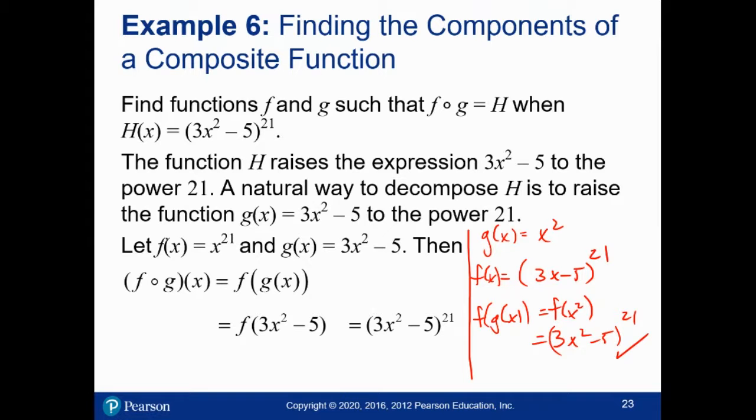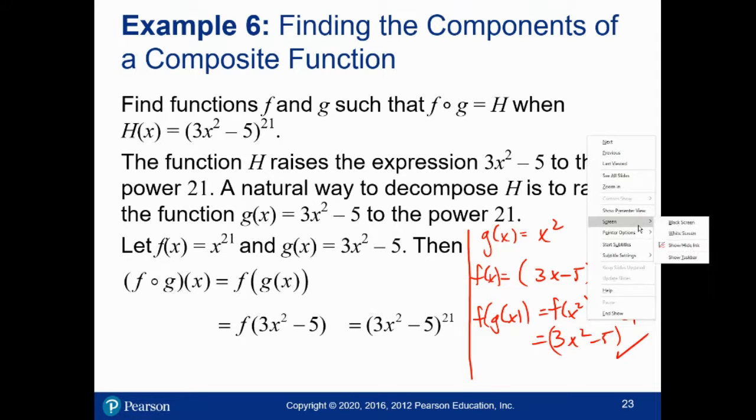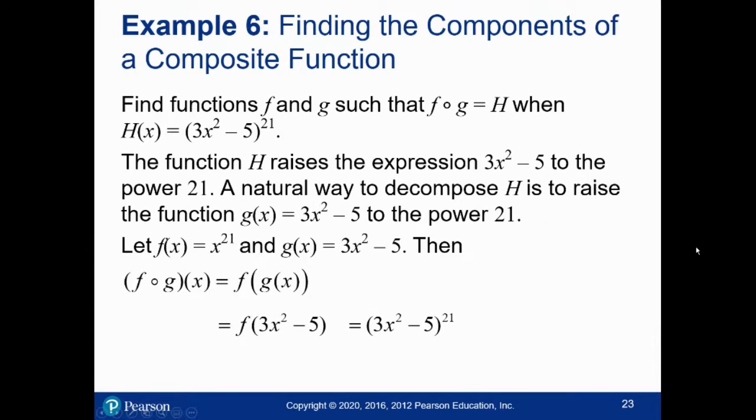So we could even do this in a weirder way, where we let g of x be (3x squared minus 5) to the 10th. Why not? So g of x is (3x squared minus 5) to the 10th, and then f of x is x to the 21 over 10th power. It's a weird little function, but sure, why not?